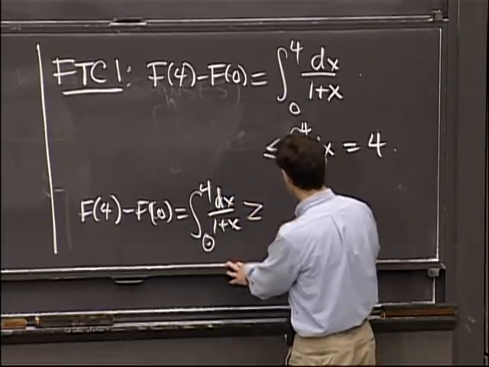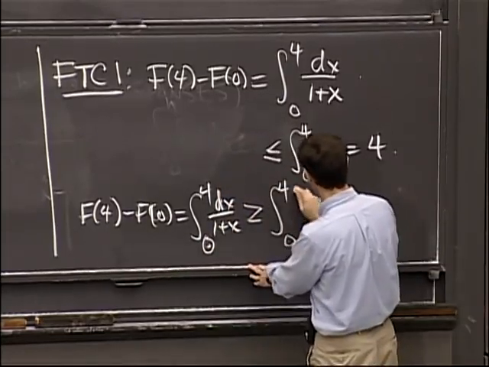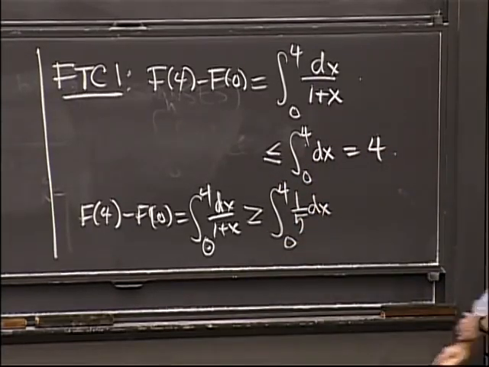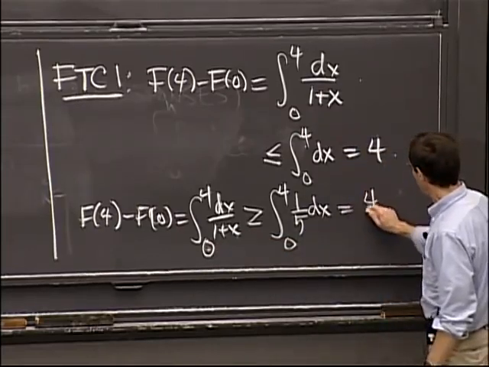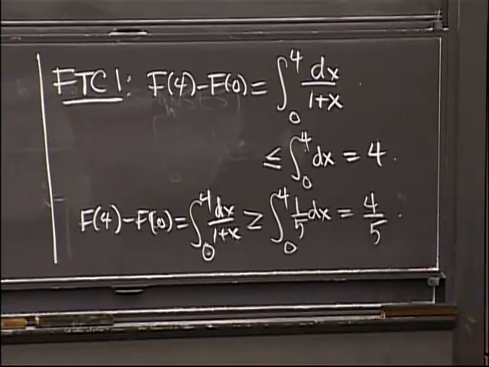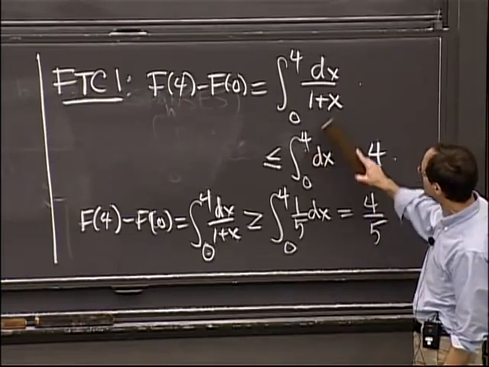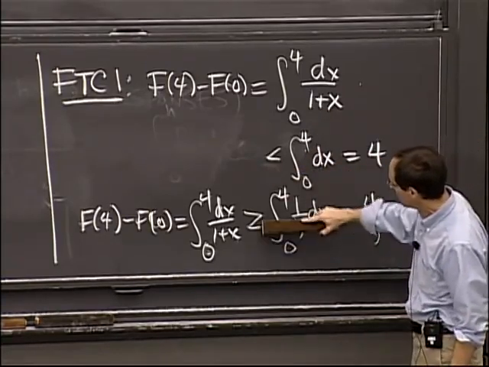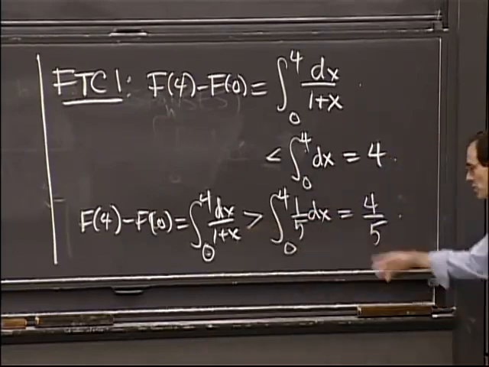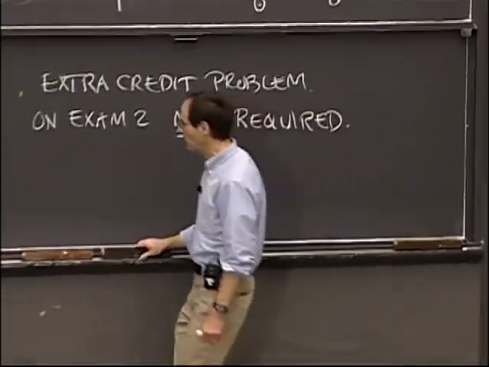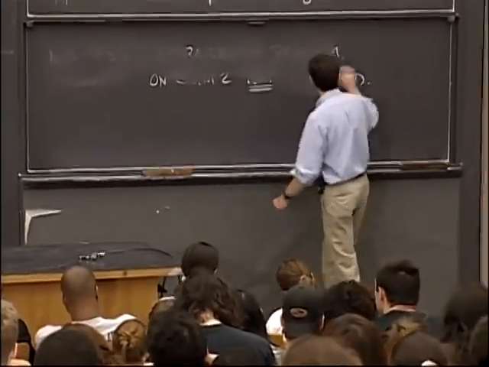The smallest it ever gets to be is the integral from 0 to 4 of 1/5 dx, because that's the lowest value that the integrand takes. When x is equal to 4, it's 1/5. And that's equal to 4/5. Now there's a little tiny detail, which is that really we know that this is the area of some rectangle, and this is strictly smaller, and we know that these inequalities are actually strict. But that's a minor point, and certainly not one that we'll pay close attention to.